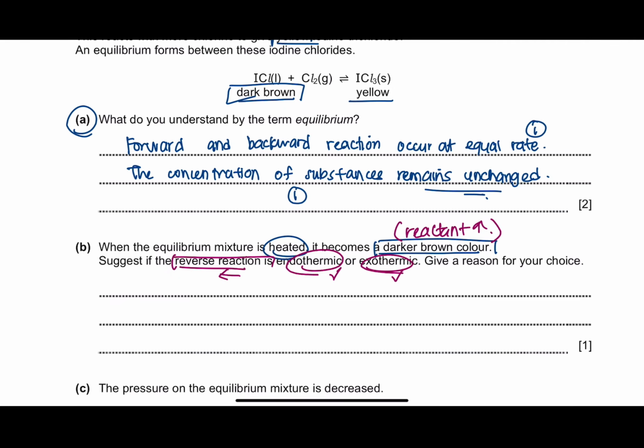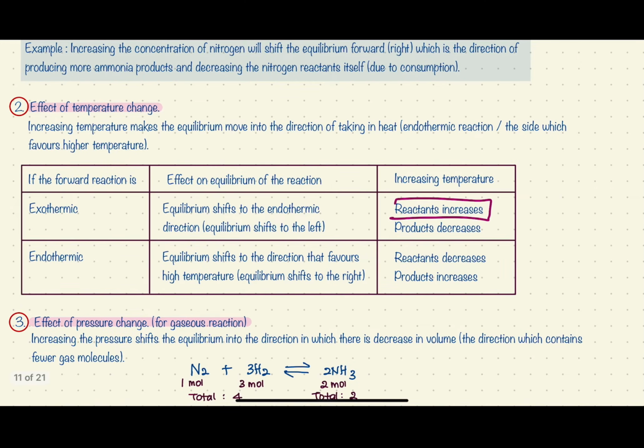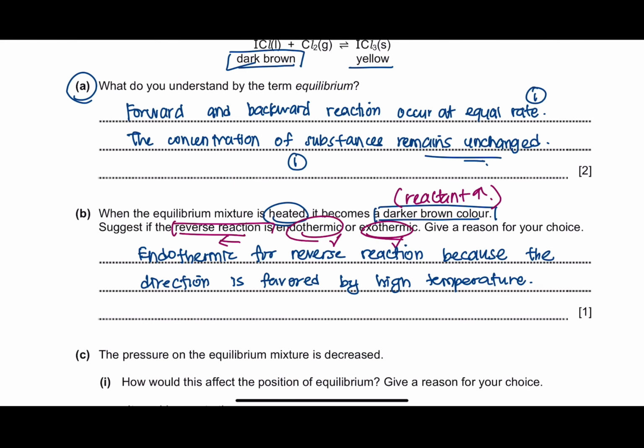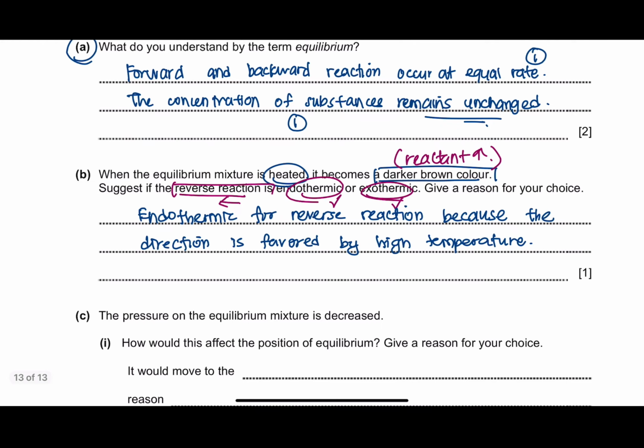So let's look at our table. If your reactant is increased, it would be exothermic for your forward reaction, that means your backward reaction is endothermic. So your answer is that endothermic for reverse reaction because the direction is favored by high temperature. Please note that you have to give the reason why even though the question only gives you 1 mark because it already mentioned here that you have to give a reason for your choice.